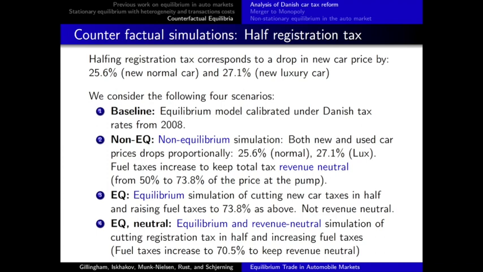This is what we started out with, right? This is what we wanted to use the model for: analyzing the reform that changes the registration taxes and introduces road user charging, or as we do here, changes the taxation of gasoline to change the usage of the car. Now what do we have here?